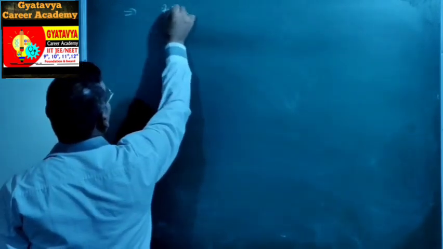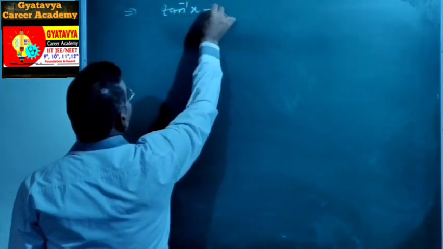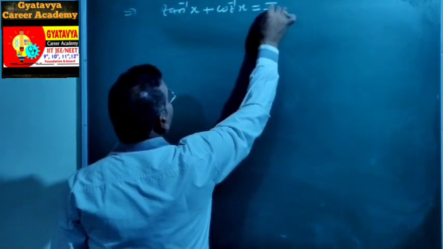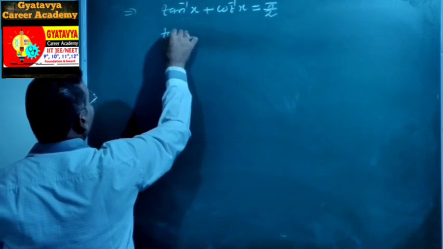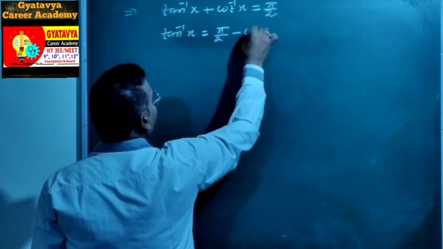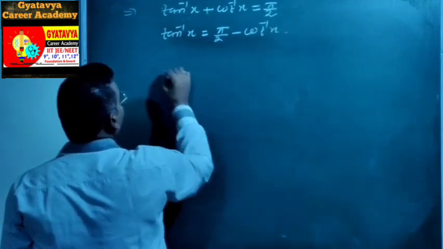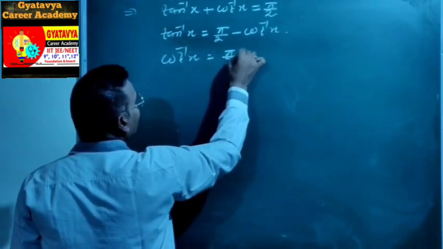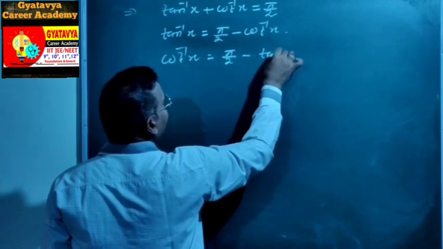So there is the same relation between tan inverse and cot inverse x. Tan inverse x plus cot inverse x is equal to pi by 2, and tan inverse x is equal to pi by 2 minus cot inverse x, and cot inverse x is equal to pi by 2 minus tan inverse x.